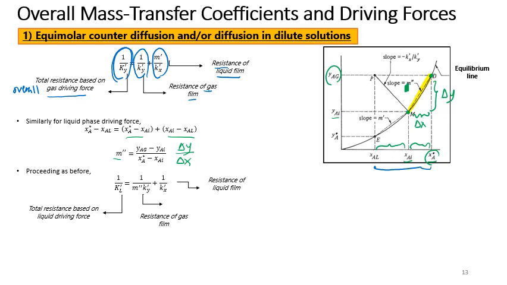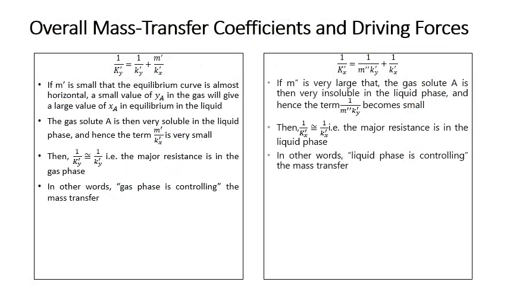So here is the total resistance based on the overall liquid phase driving force, and here is the resistance of the gas film, and this one is the resistance of the liquid film. But it's slightly different from the one we have in the gas phase, because now we are using the liquid phase driving force. So this gives us a comparison of the overall mass transfer coefficient and driving forces in the liquid and gas phase.